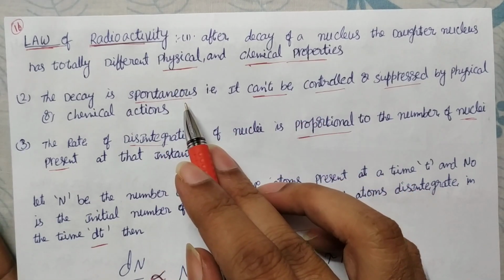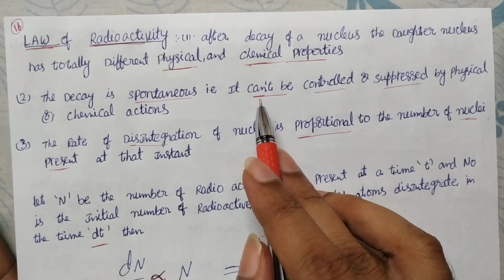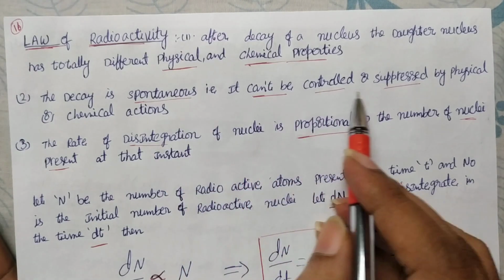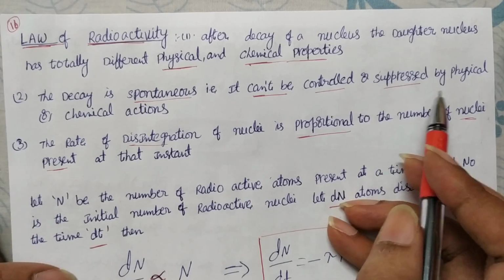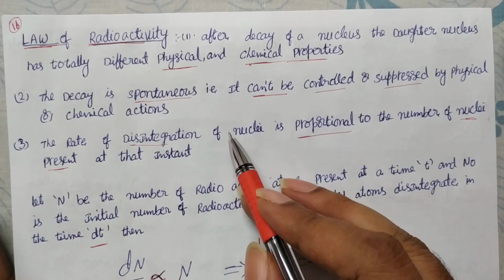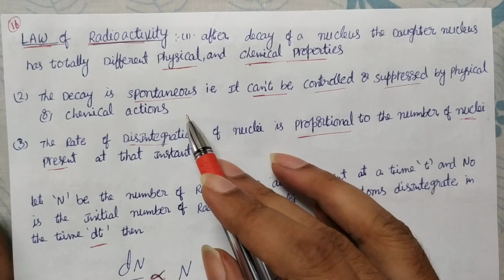Once this radioactivity starts, we can't stop it, and we can't control or suppress that type of action, whether you use physical or chemical actions. We can't control it. It is a spontaneous process.